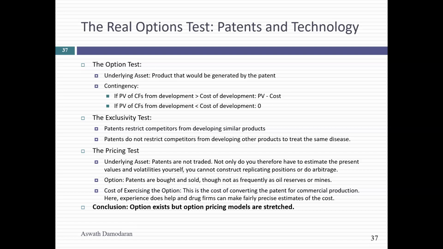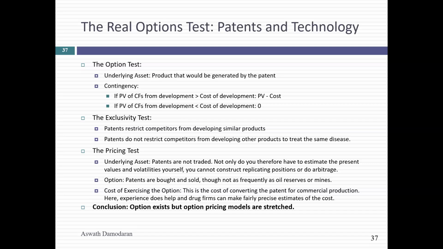The contingency is you will develop the patent if and only if the present value of the cash flows from developing the patent exceeds the cost of the patent. Is there exclusivity? As we said, yes, with the condition that if other companies are working on competing products, the exclusivity doesn't go away, but it starts to fade. That's why with Avanex, you saw that quicker development.